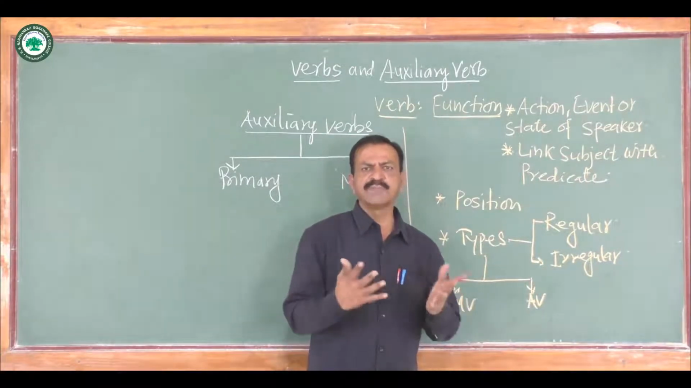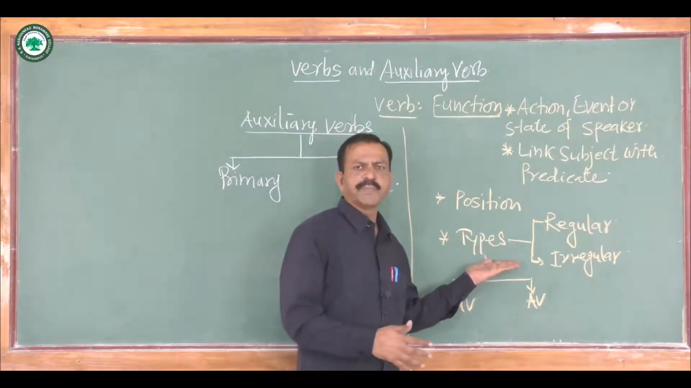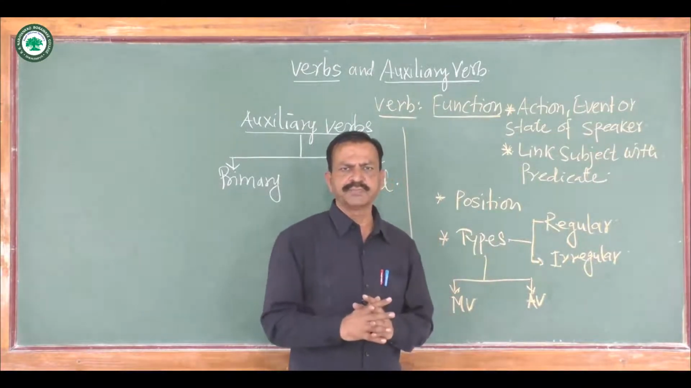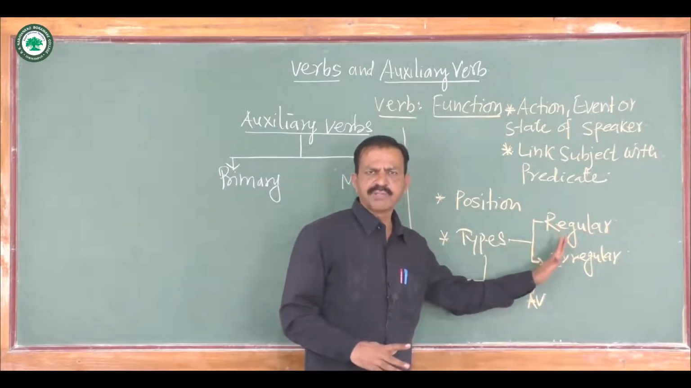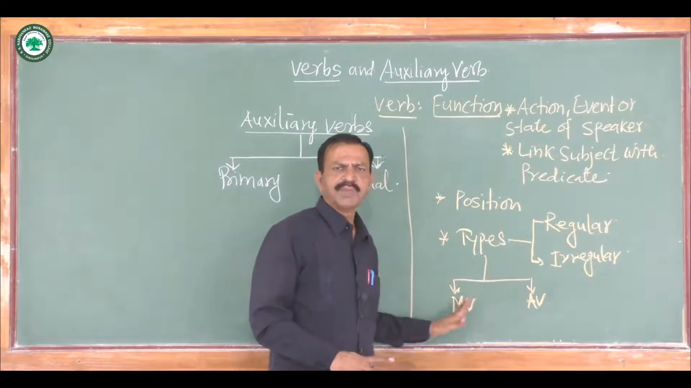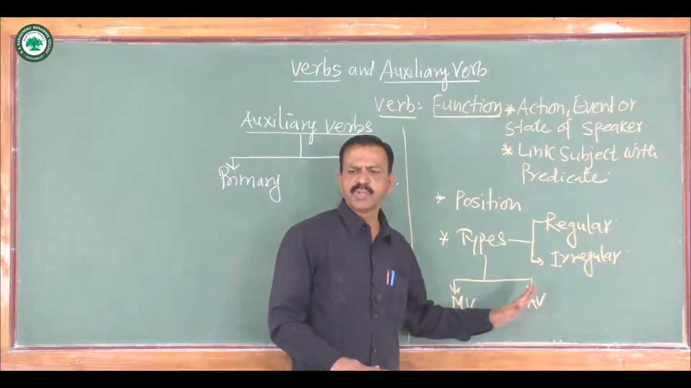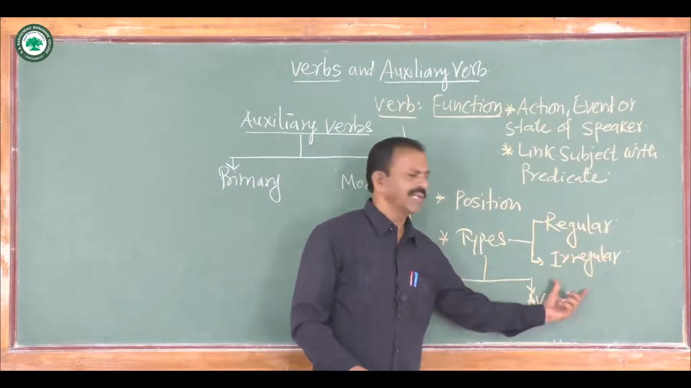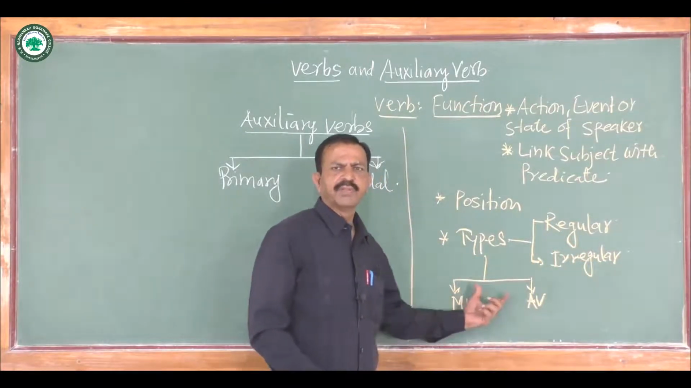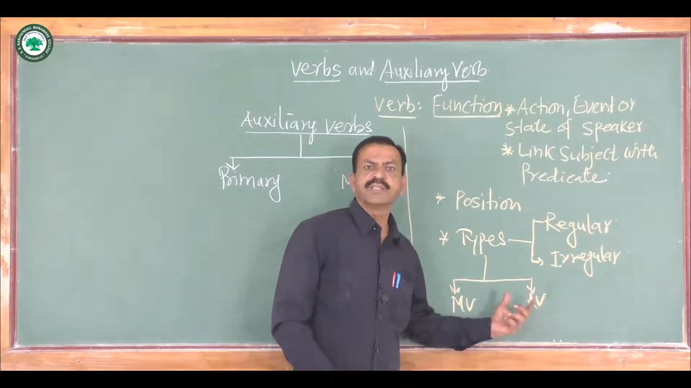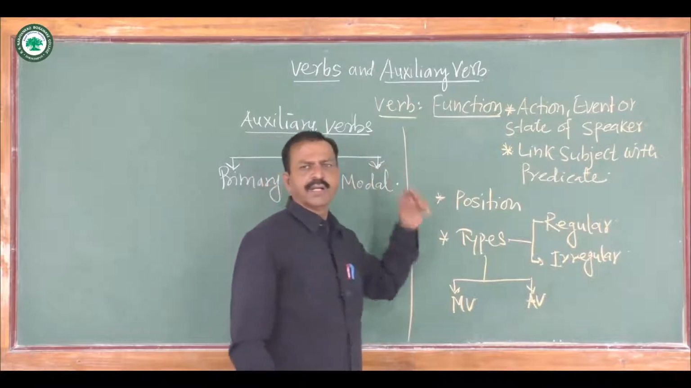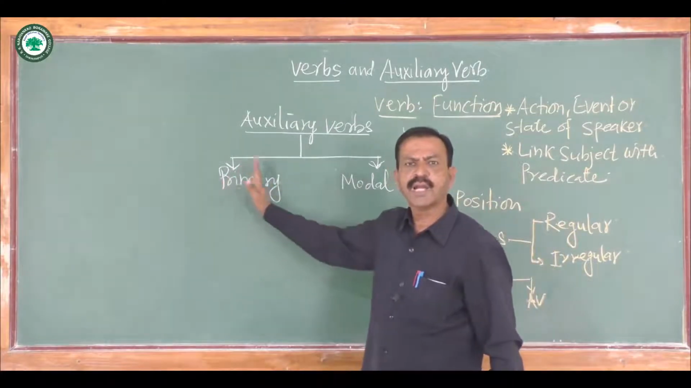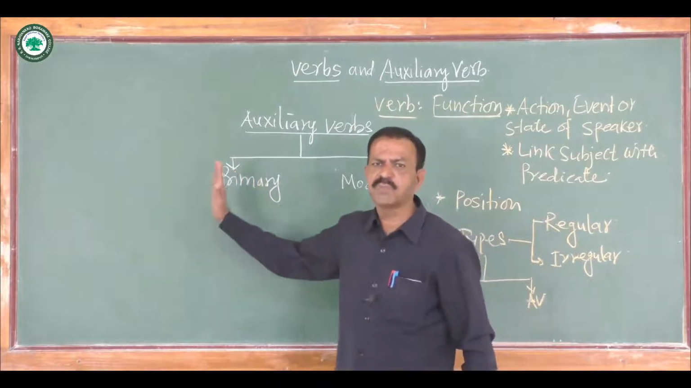Now the next point of our topic is that there are different types of verbs. Just like regular verbs, irregular verbs, main verbs and auxiliary verbs. In this video we are going to know about what is regular verb, what is irregular verb, what is main verb, what is auxiliary verb, and what are the types of auxiliary verb. Here you see that there are two types of auxiliary verb, primary auxiliaries and modal auxiliaries. These are the two types of auxiliary verbs.